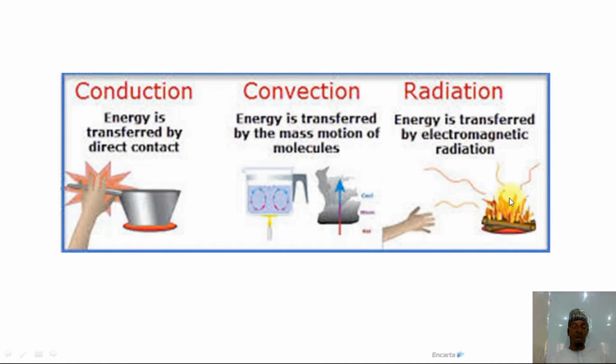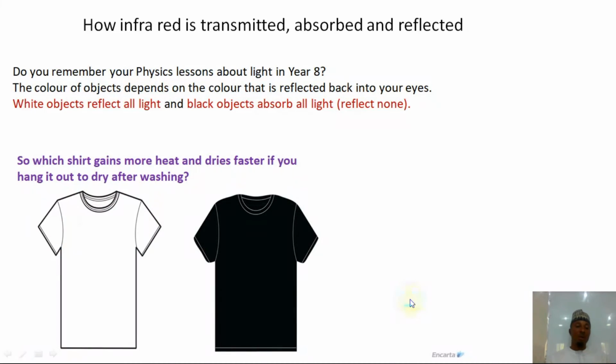Now in summary, conduction, energy is transferred by direct contact. Convection, energy is transferred by the mass motion of molecules. Radiation, energy is transferred by electromagnetic radiation. How infrared is transmitted, absorbed, and reflected.